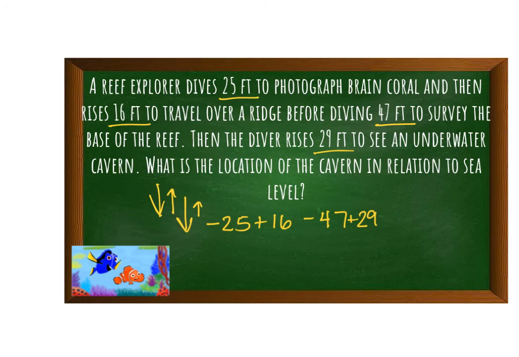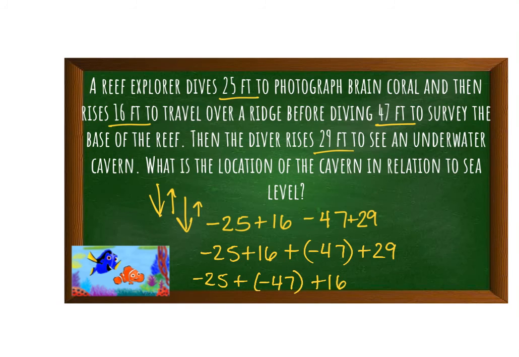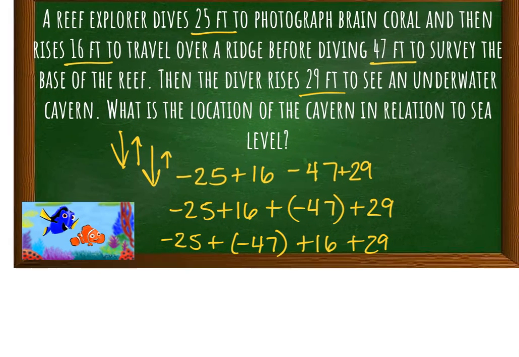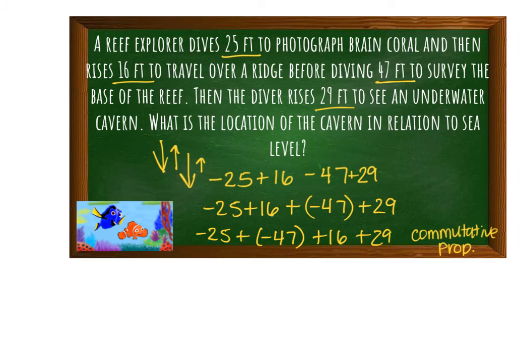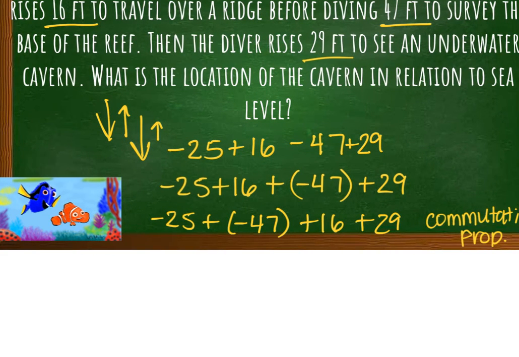Okay, so what we're going to do is change this addition and subtraction problem into an addition problem. So we've got negative 25 plus 16 plus the opposite of 47, which is negative 47, plus 29. Now what I want us to do is combine the ones that have the same signs. So negative 25 plus negative 47 plus 16 plus 29. And if you were paying attention yesterday, you know that we just used the commutative property. Because we reordered, and because of reordering, we think of McDonald's, and McDonald's has an M, of which there are 2 M's here. I know it's a lot, but you don't have to use that if you just know what the commutative property is. Okay, moving on.